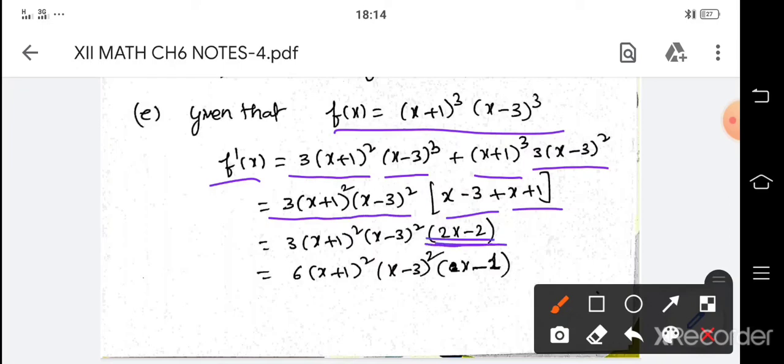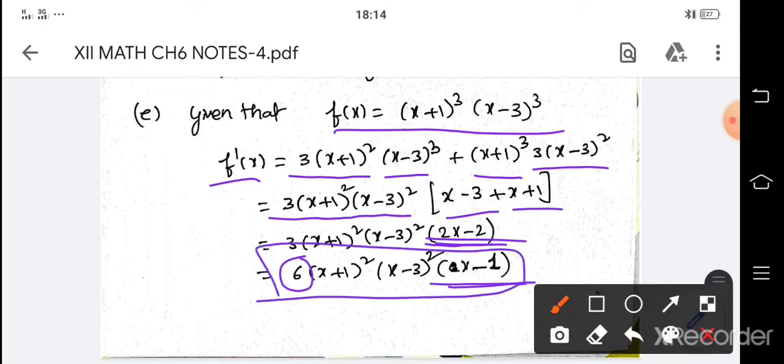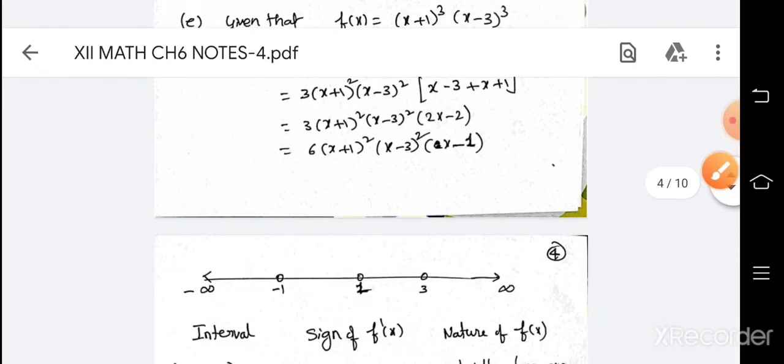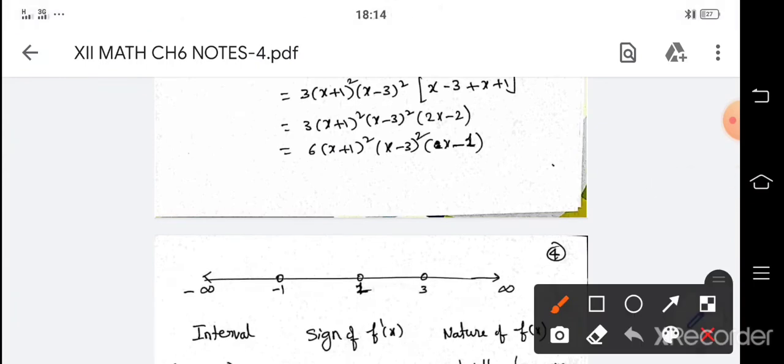In this 2x minus 2, take 2 common and multiply, then 6 will come, then x minus 1 here. So this is the derivative. First derivative we got like that. Then put the points on the number line. It is minus 1, plus 1, 3.